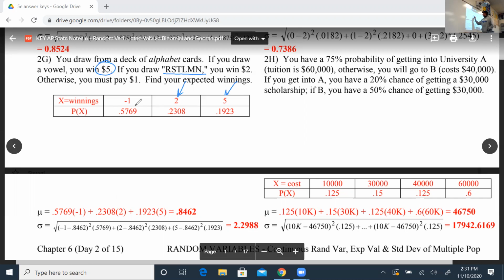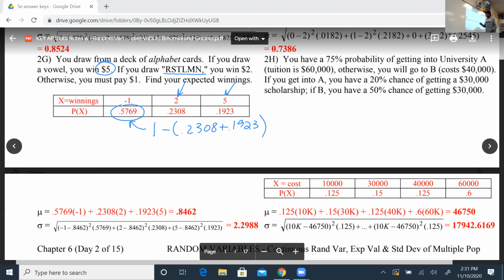So what I did to get this number is basically I went 1 minus 0.2308 plus 0.1923. Basically, it's what it ended up doing. And then you're going to get this right there. So that's pretty simple. That's how I got that. Now, I want the mean and the standard deviation of this. This is pretty cool.